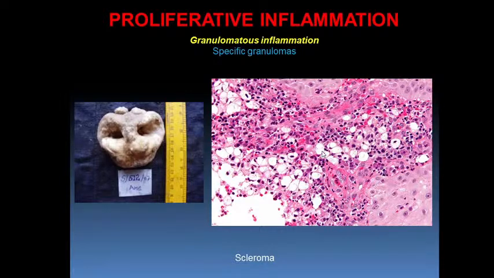Outcome of such type of granuloma is usually favorable. It rapidly undergoes sclerosis and hyalinosis, but in very large sizes of scleroma it can cause asphyxia.